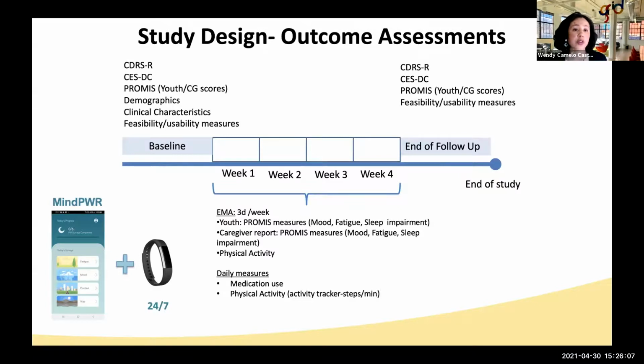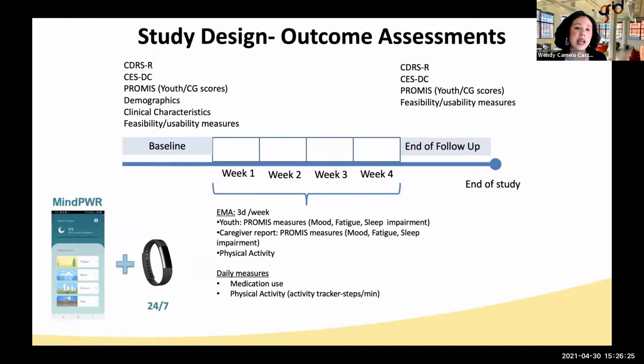Teens will be followed over a period of 4 weeks, after which they will come to an end of study visit where we will reassess them using the clinical tools that we mentioned in the beginning, and that will end their participation in the study.